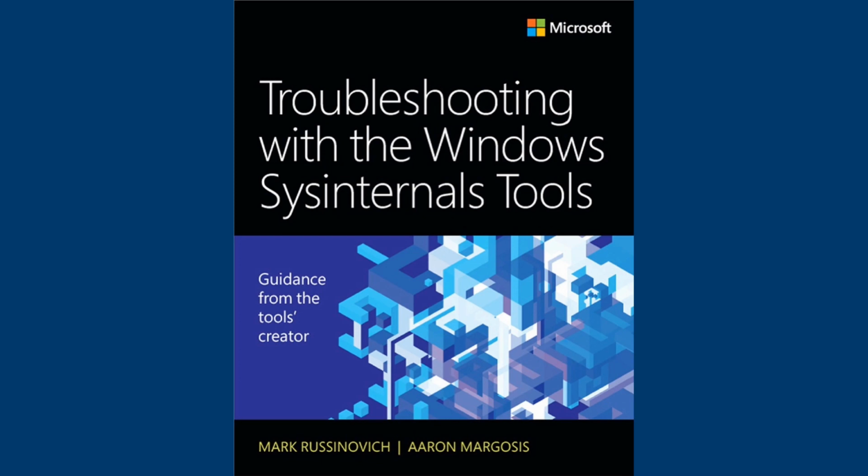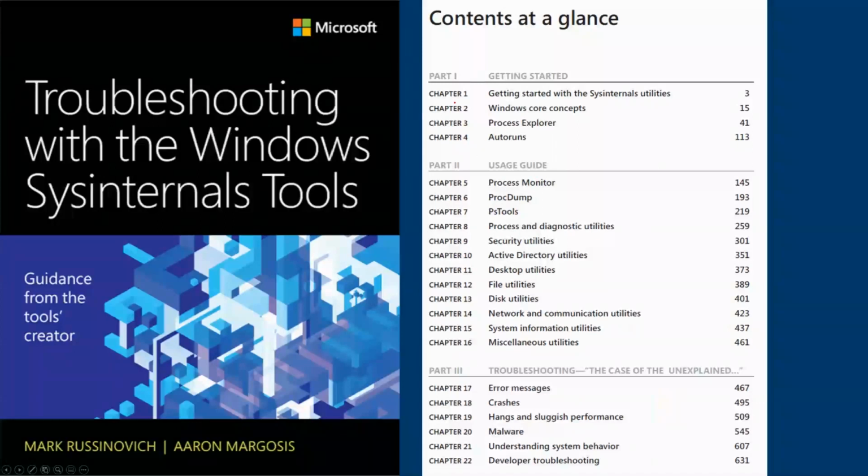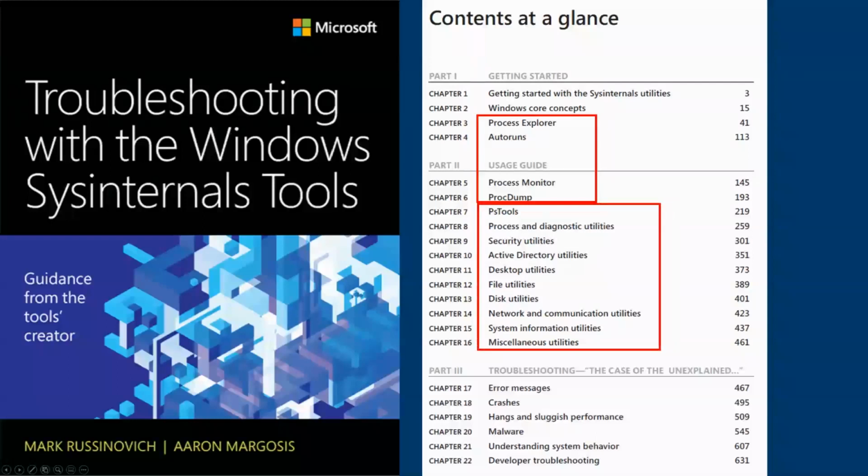And by the way, it makes a great gift. The book starts out with some Windows core concepts and getting started, and has chapters about all the major tools, Process Explorer, Autoruns, Process Monitor, and ProcDump, and then chapters about all the other tools. There are about 78 separate tools in the Sysinternals suite, not counting the native 64-bit versions and the ARM versions. So the book goes into great depth about all of them and helps you make use of them.